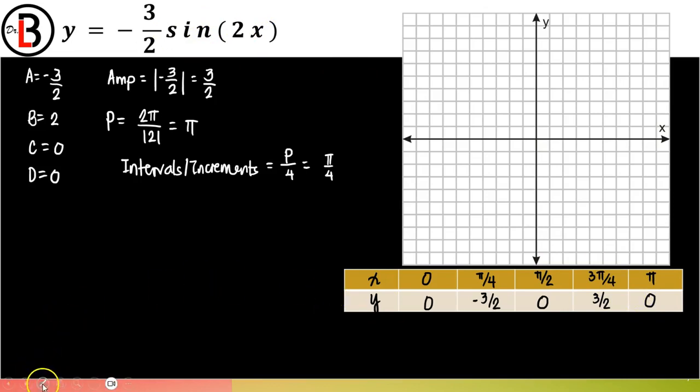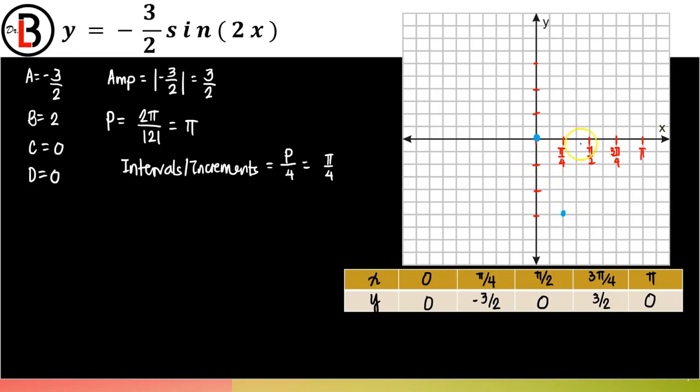So if you were to graph this, let's create the graph. So let's just say this is 0, this is pi over 4, this is pi over 2, this is 3 pi over 2, this is 2 pi. Let's table. Pi over 4, pi over 2, 3 pi over 4, and then this is pi. So let's just say these are 0.5, 0.5, 0.5. So start is at 0. Next is negative 3 halves, negative 1.5, so negative 1.5 is here. So negative 0.5, negative 1, negative 1.5 would be here.